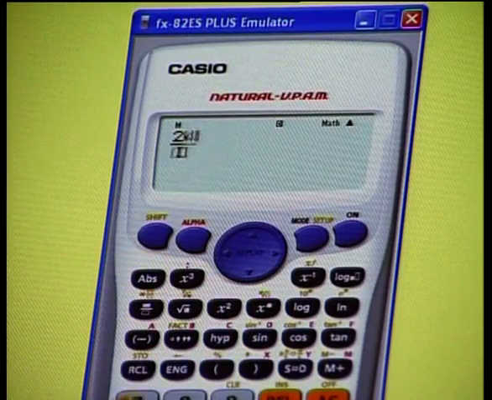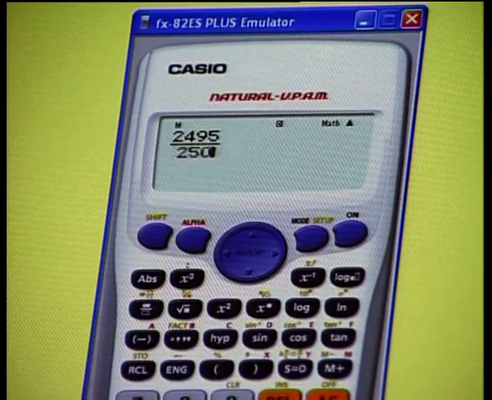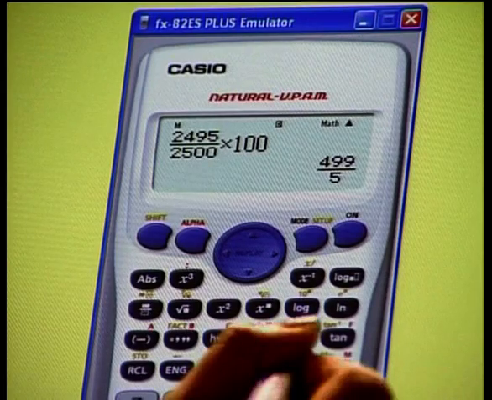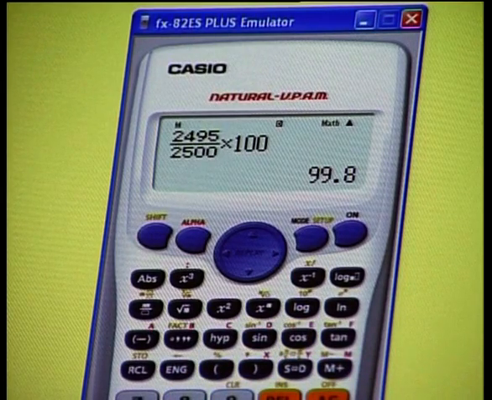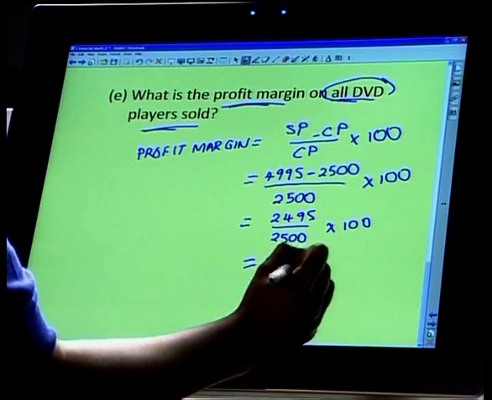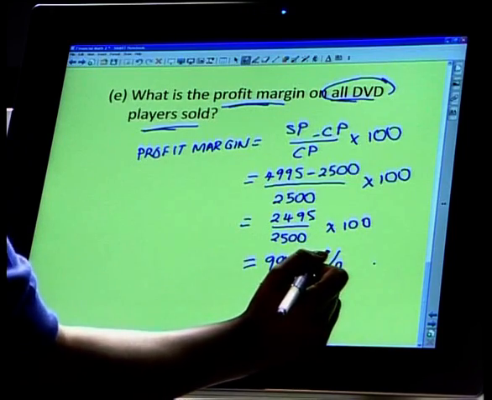So it's 2,495 divided by 2,500 times 100. So we get 99.8, which we can write as 99.8% because we're interested in the profit margin. So on all of these DVD players that he's selling, he's buying them at 500 Rand each, selling them at 999 Rand. He is making a huge profit, a 99.8% profit.